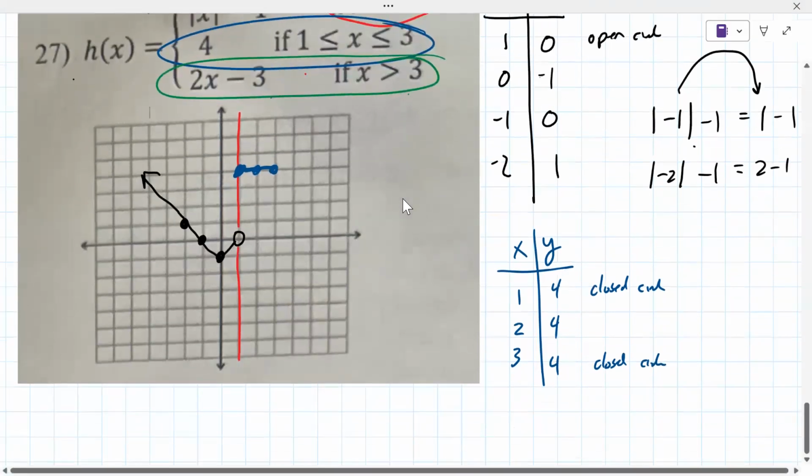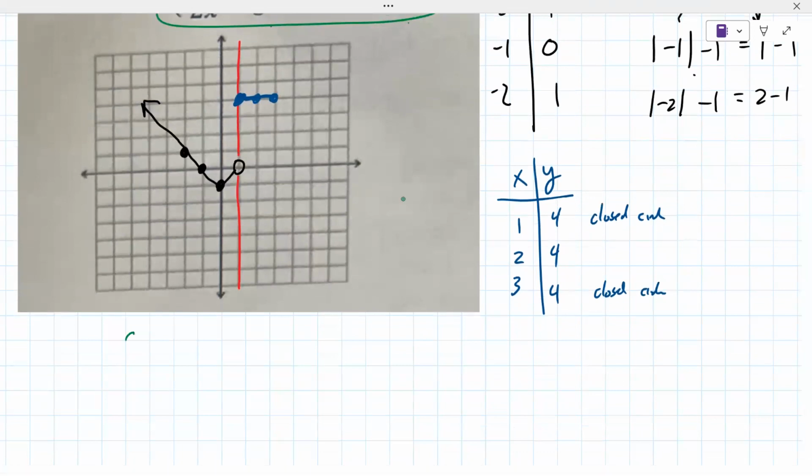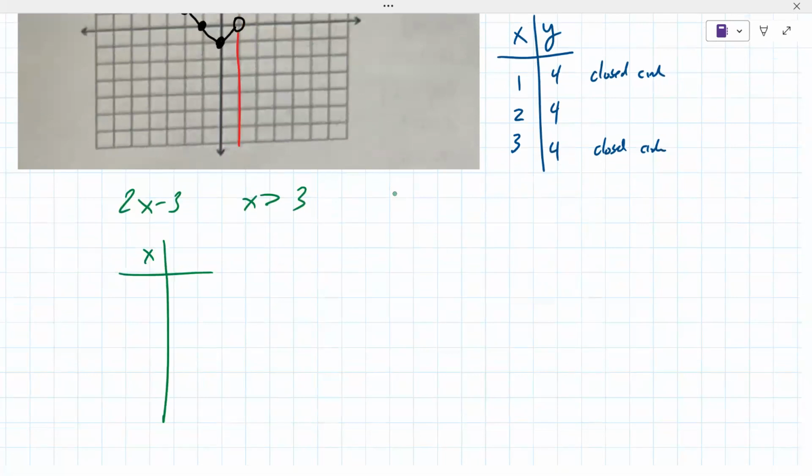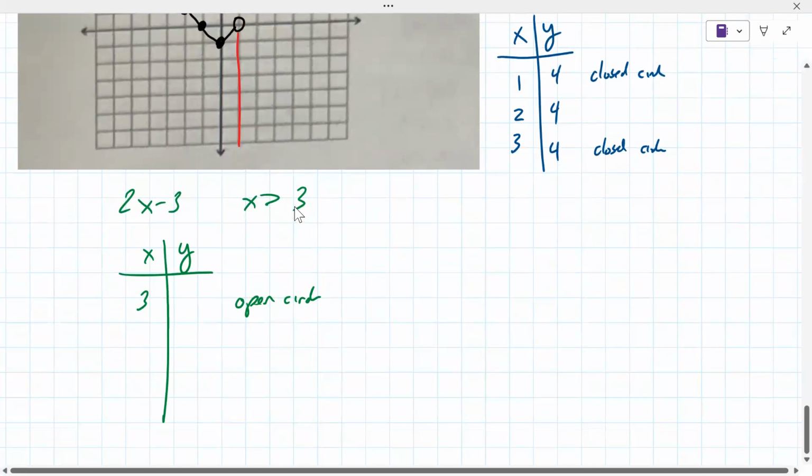And I have to bring this down. I don't have enough room here for this. 2x minus 3 for x greater than 3. So again, you make a table. You start at whatever value you're given, which is 3. Because it's a greater than, it's an open circle. I like to write that down so I don't forget. And then we need numbers bigger than 3 this time.